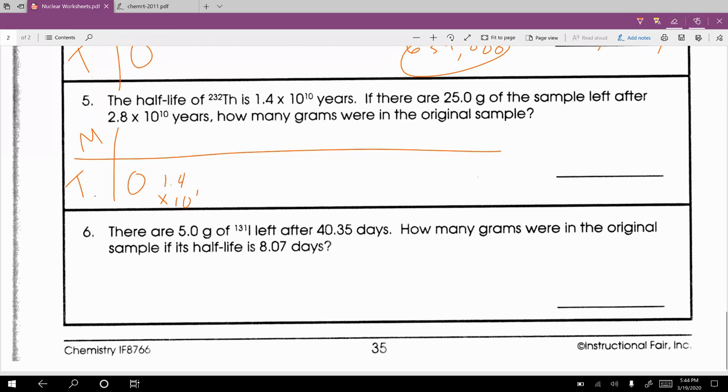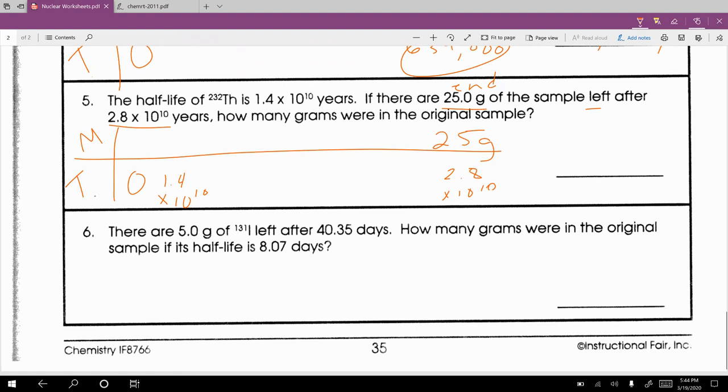Remember, I'm drawing with my finger on this tablet. It's kind of not as easy as you might think. If there are 25 grams of the sample left, that means my end is going to be 25 grams. And the end time is 2.8 times 10 to the 10 years. Oh, there I go with that 10 again. How many grams were the original sample?